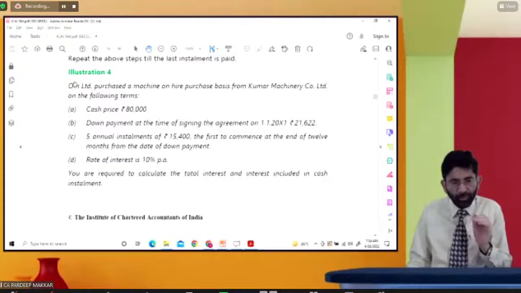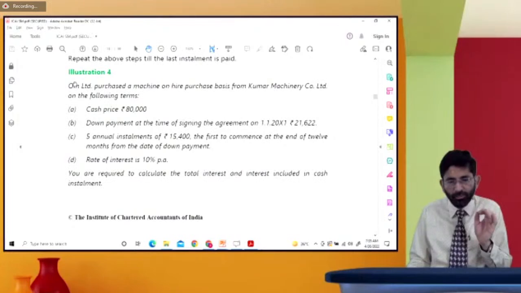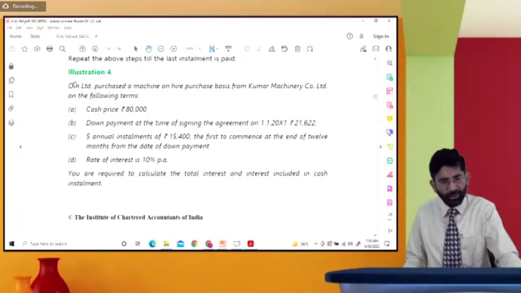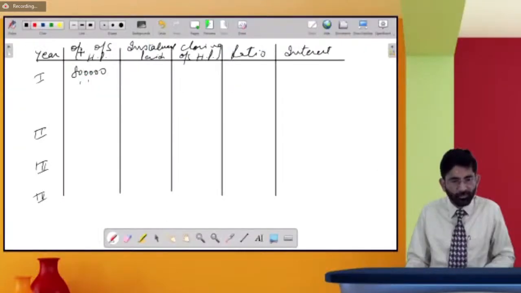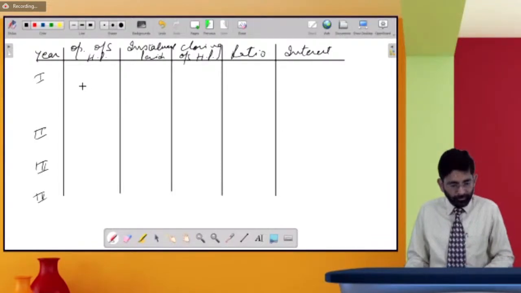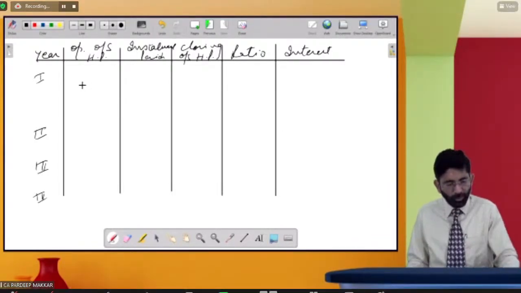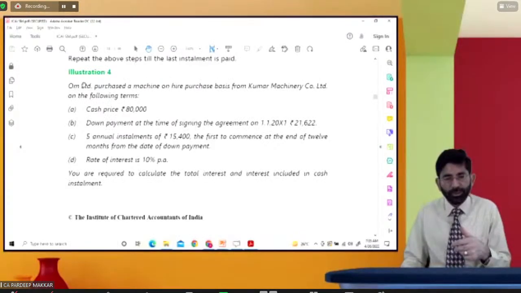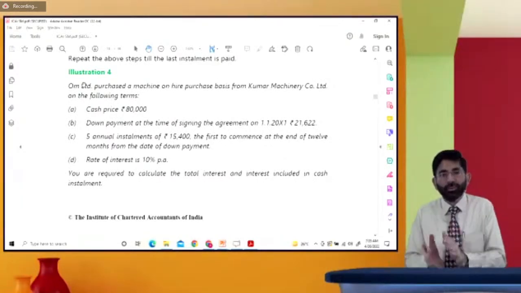Cash price is given to you, down payment is given to you, 5 annual installments of 15,400 are given to you, the first to commence at the end of 12 months from the date of down payment. Rate of interest is 12%. Let's do it, beta, illustration number 4 of your module. This will be the practice question for you. I'm giving you 2 minutes just to do it with my proforma. It will be better for you.